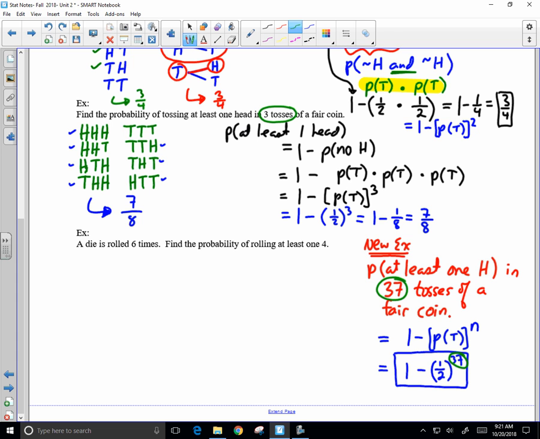All right. So a die is rolled 6 times. Find the probability of getting at least 1 4. So probability at least 1 4. That would be 1 minus the probability of getting no 4s.